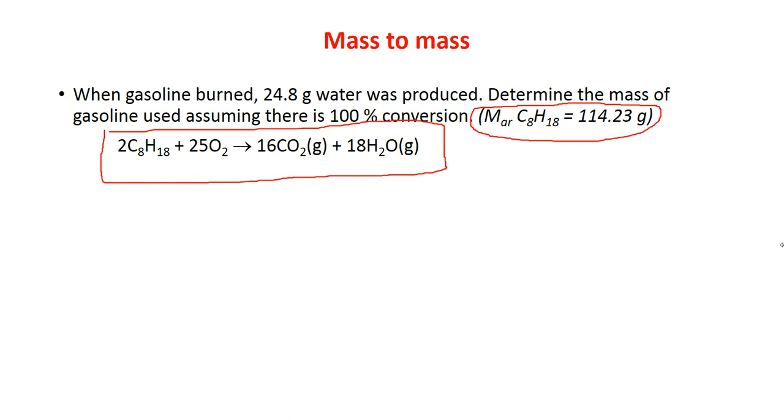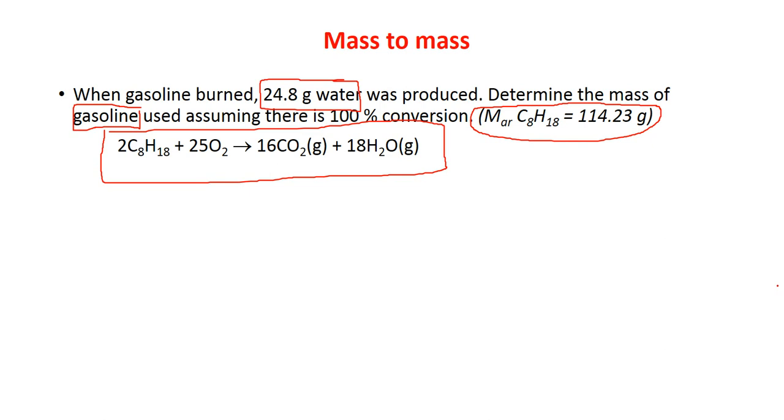But how do we work with a problem like this one? The first thing is to determine what is your given quantity. What are you given and what do you want to determine? Here we see that what we are given is 24.8 grams of water. This was produced. But what we want to find is the mass of gasoline. That is the mass of octane.